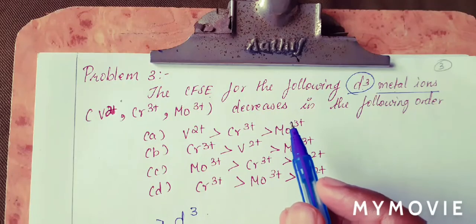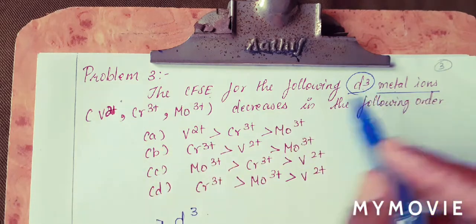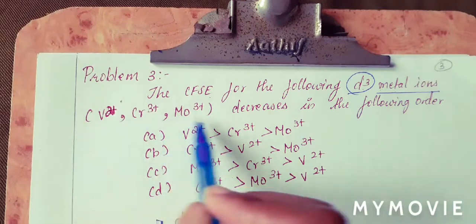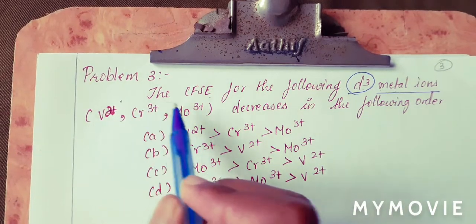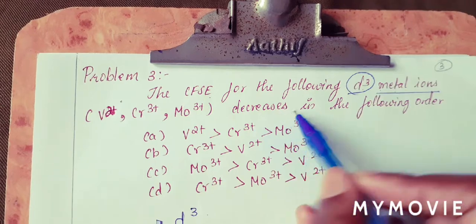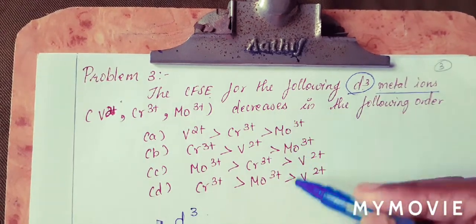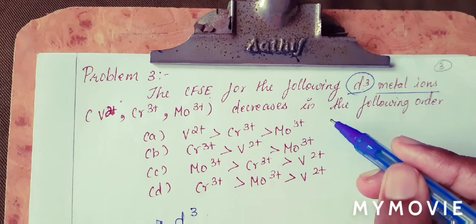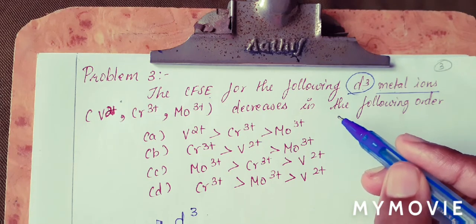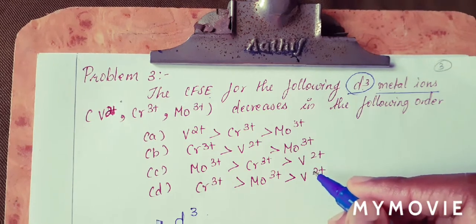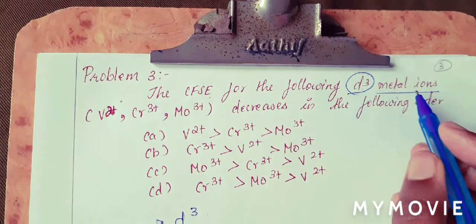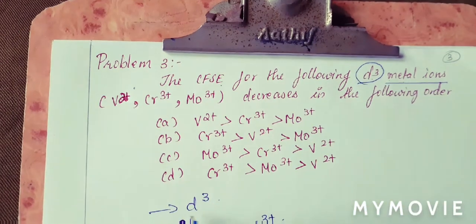We are moving on to the third problem. The third problem is: the CFSE for the following d3 metal ions, vanadium 2 plus, chromium 3 plus, molybdenum 3 plus, decreases in the following order. They've given us 4 different orders. These types of questions are usually asked in GATE exams and other competitive exams, so it's a very important question basically. Now they've already mentioned that it is a d3 metal ion, so we have only 3 electrons present.